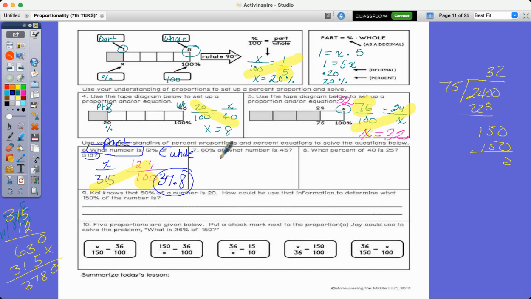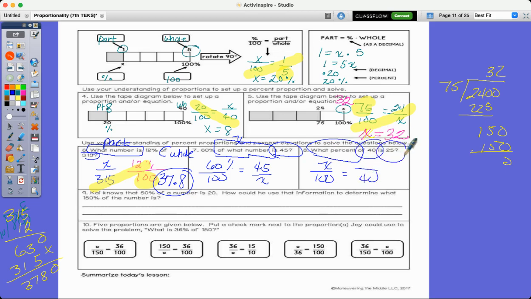Okay, percent over 100 is of what number? There's your X, and that's your whole, is 45. That's your part. Okay. Sorry about that. My voice is going. What percent? We are missing our percent this time. Of 40, that's our whole, is 25.